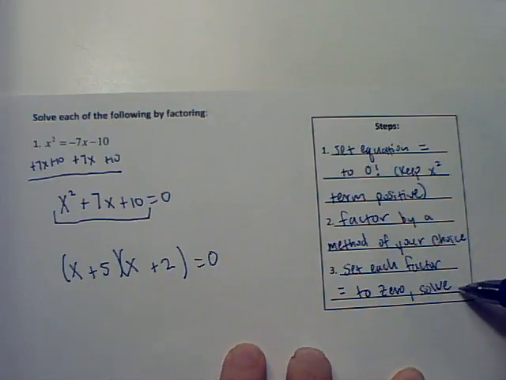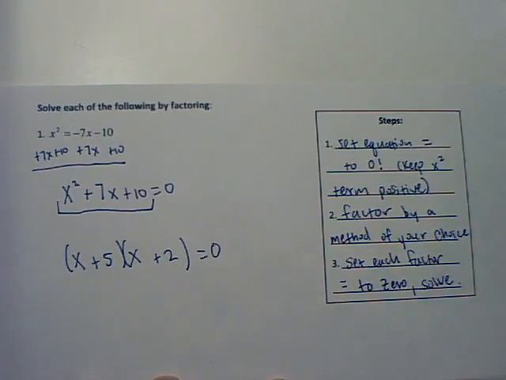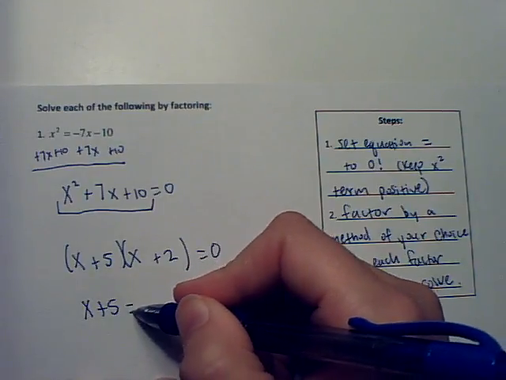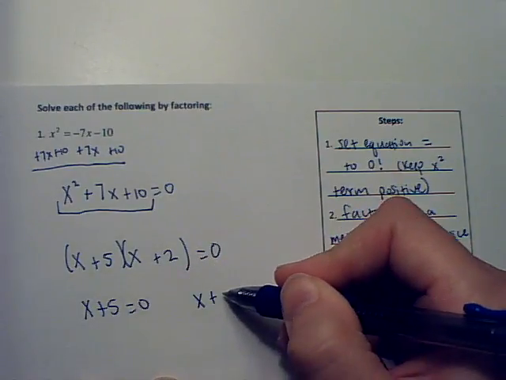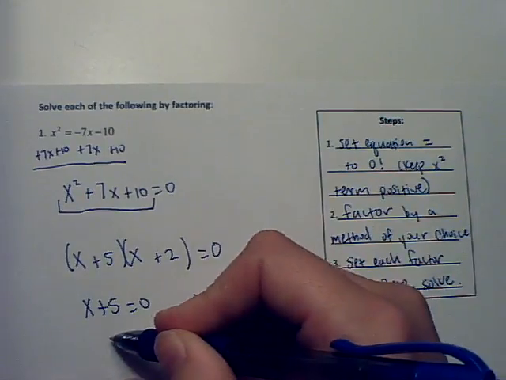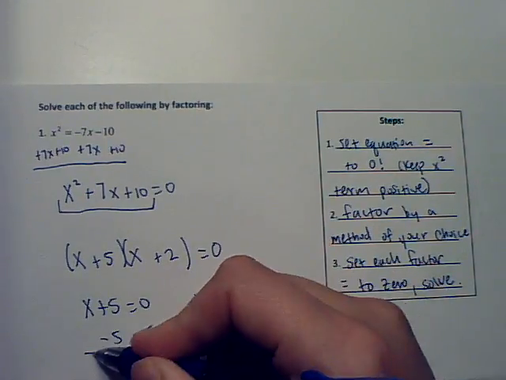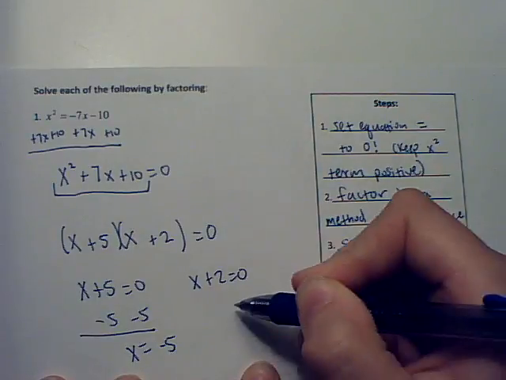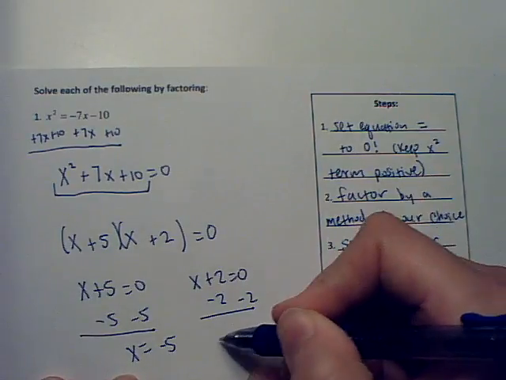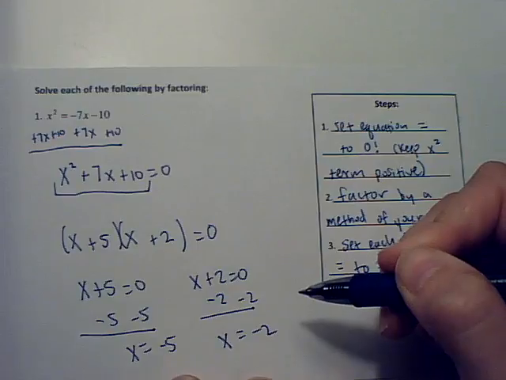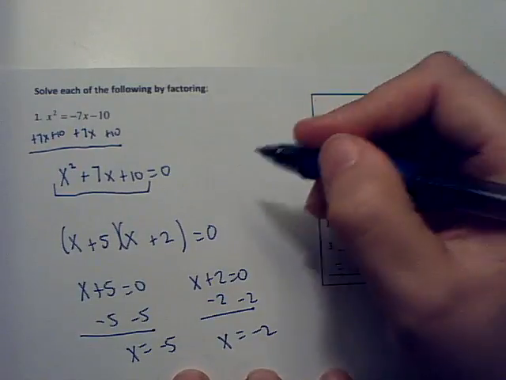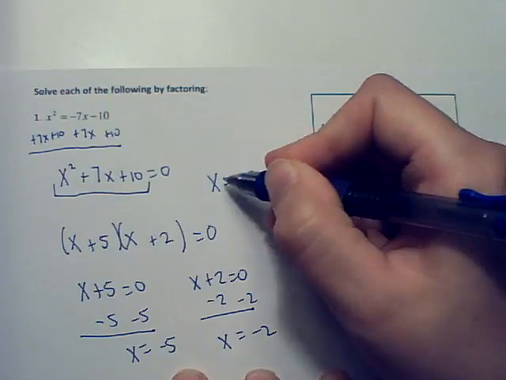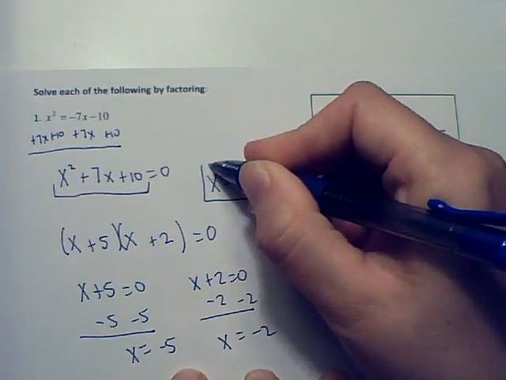Alright, so we've got two factors. We have x plus 5 and x plus 2. We're going to set the x plus 5 equal to 0 and the x plus 2 equal to 0, and we'll subtract here, getting x is equal to negative 5. Same idea, subtract here, getting x is equal to negative 2. So a good portion of these are going to have two answers. In this case, it's negative 5 and negative 2.